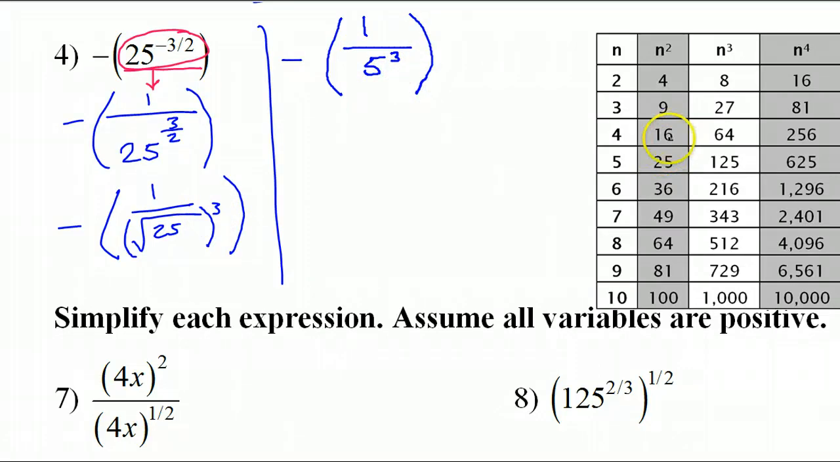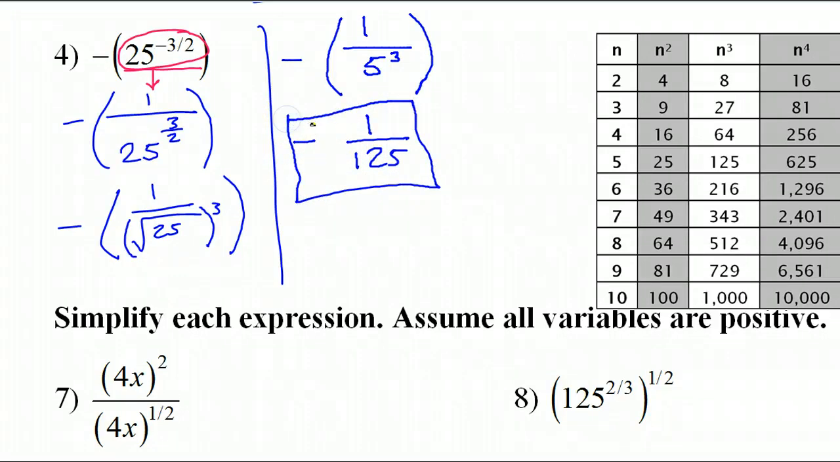Notice we're doing all of this without a calculator at all. No calculator. And then we've got 5 to the third power. So 5 to the third power is 125. So this is negative 1 over 125. Alright, and that is your final answer for number 4. You will be provided with a table like this one on your test.